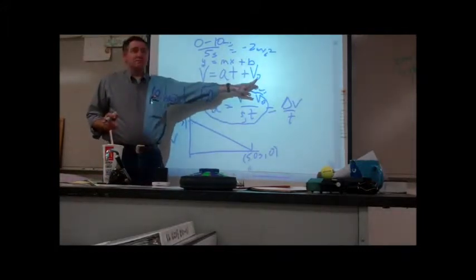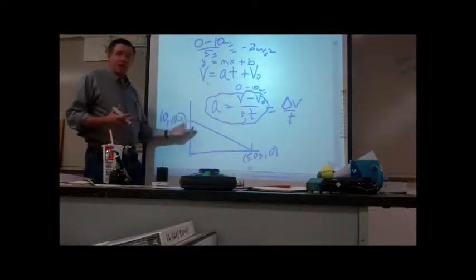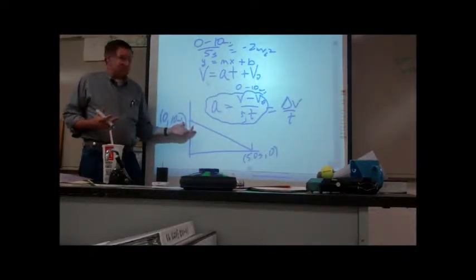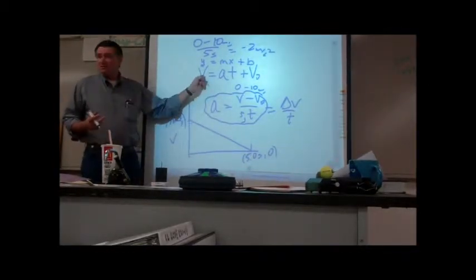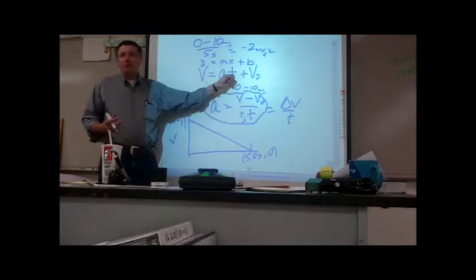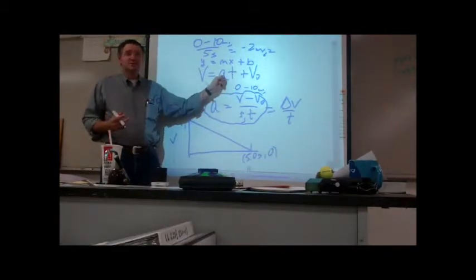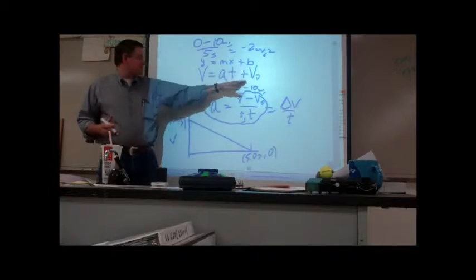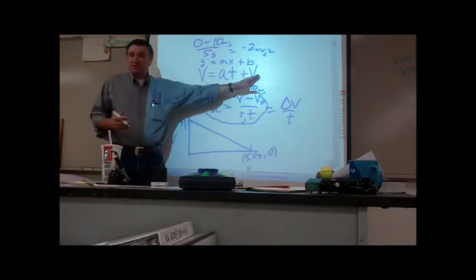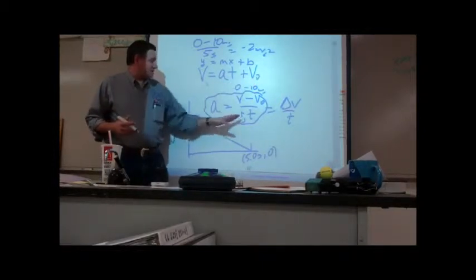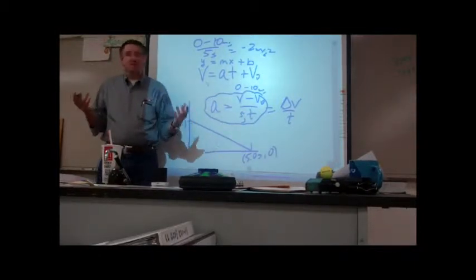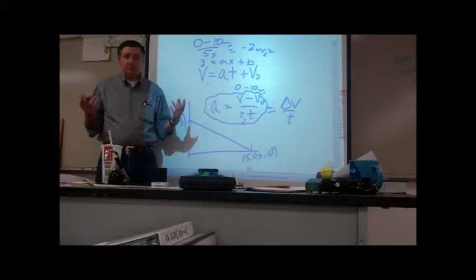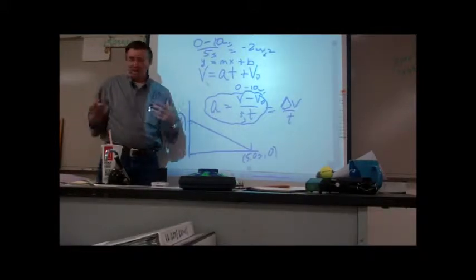And v naught is what? Your y-intercept. So in this case, what's my y-intercept? 10 meters per second. Guess what? That's my initial velocity. This is going to tell you what my velocity is over some period of time, right? And this is just my acceleration. So if I take this equation, y equals mx plus b, right, and rearrange it, I get acceleration. So these two equations are identical. All they are is written in a slightly different form. Okay? Got it? Good? Fantastic.